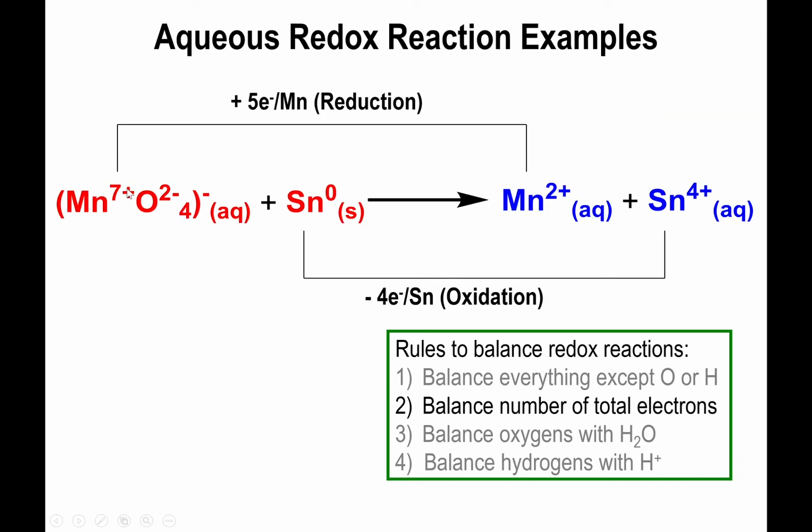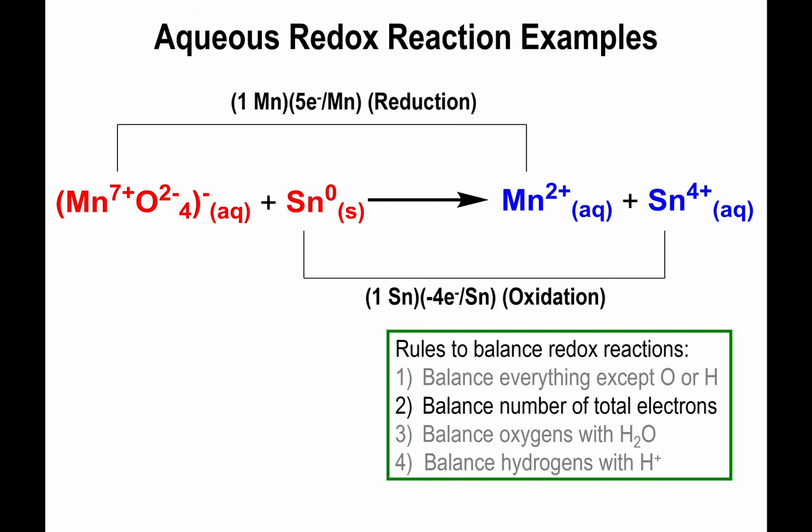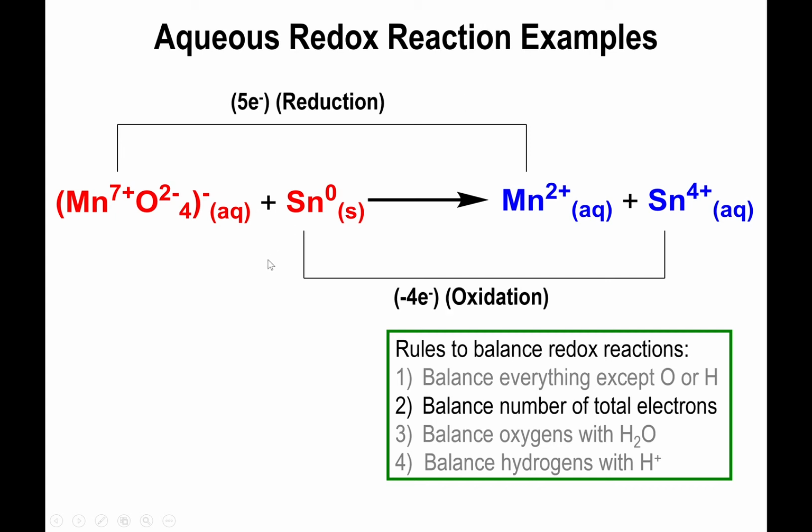And for manganese, if you subtract the charges, 7 minus 2, you end up with plus 5, specifically plus 5 electrons per manganese center. And for tin, you go from tin 0 to tin 4 plus, 0 minus 4 is minus 4 electrons per tin. Now you multiply this fraction by the actual amount of manganese and tin that you have, which in both cases is 1. You only have 1 manganese and you only have 1 tin. So you're dealing indeed with 5 electrons and 4 electrons in the reduction and oxidation, respectively.